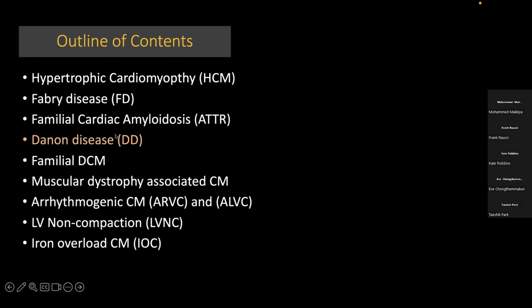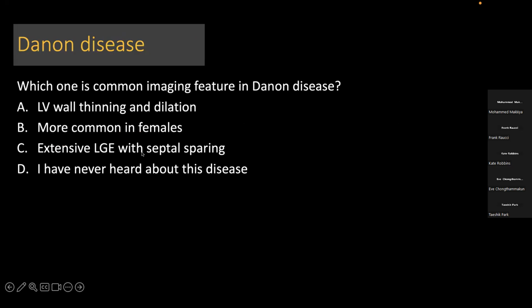I started with diseases that usually present with a thick myocardium, including hypertrophic cardiomyopathy, Fabry and cardiac amyloidosis, and this is the first of the patients with thick heart, Danon disease. Which one is a common imaging feature in Danon disease? Is it LV wall thinning and dilation? Is it more common in females? Is it extensive LGE with septal, let me check, with septal sparing? I have never heard about this disease.